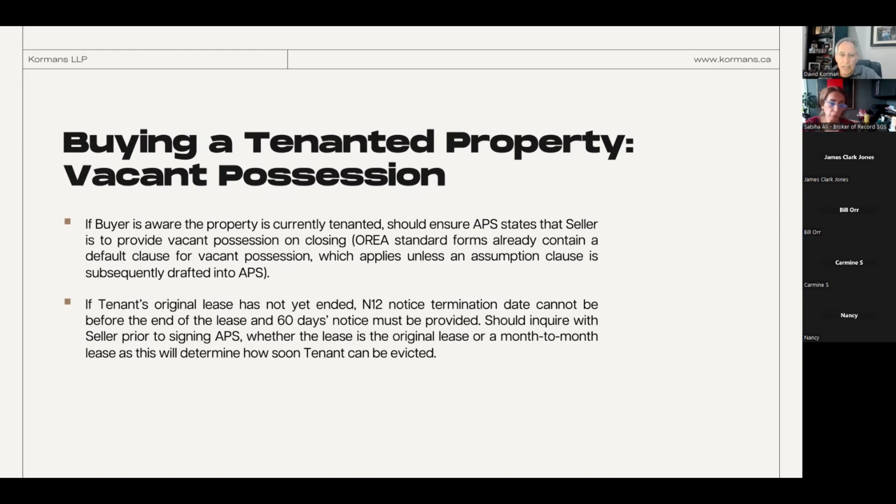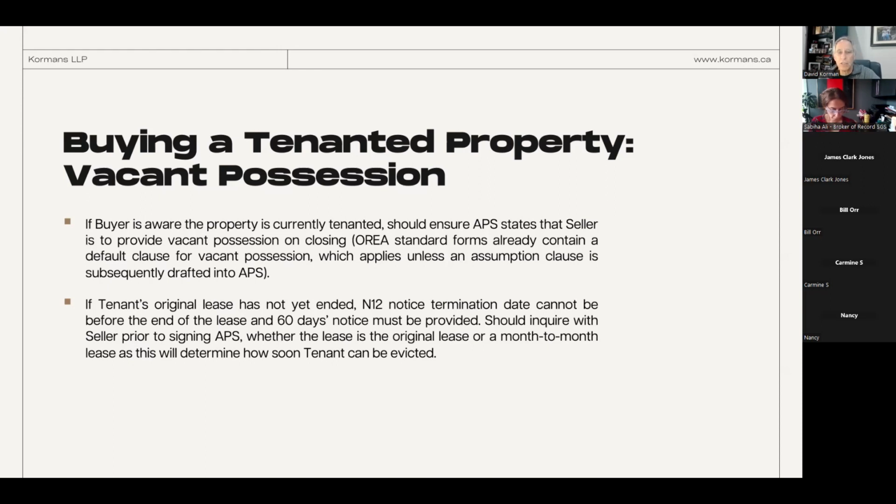So let's shift gears a little bit. Buying a tenanted property, but you want vacant possession. So the buyer's aware the property is currently tenanted, but they want vacant possession. So the buyers, and you as the buyer's agent, you should make sure that the agreement of purchase and sale states that the seller is going to provide vacant possession on closing. It already says that in the pre-printed form. It says vacant possession will be provided unless there's something otherwise stated in the agreement. Okay. So take a look at that, make sure it's in there, make sure it hasn't been crossed off.